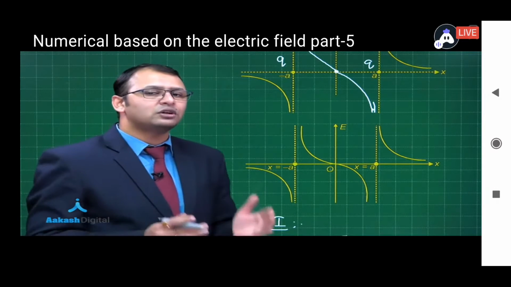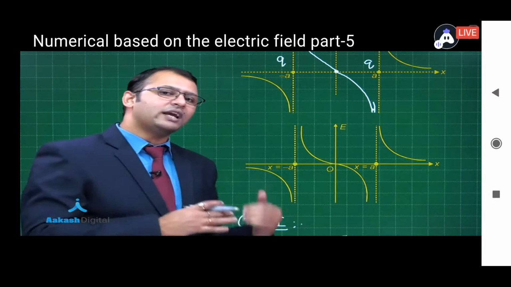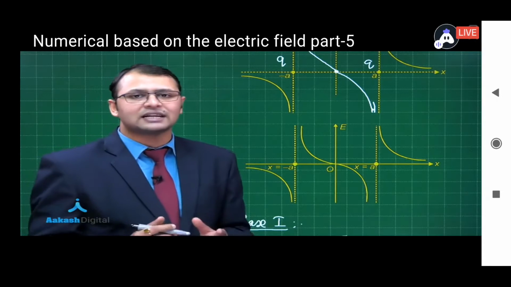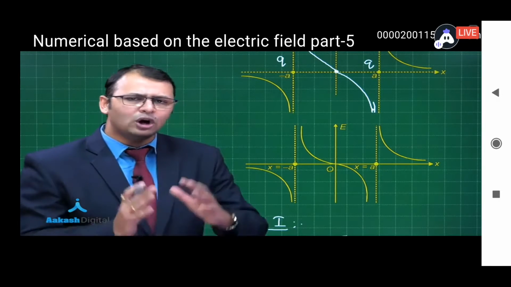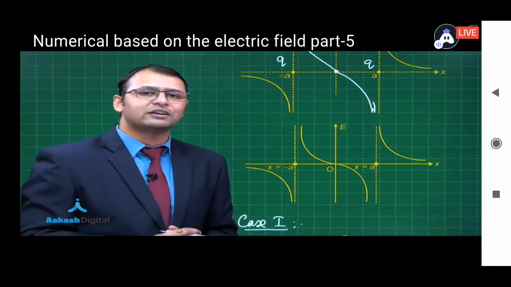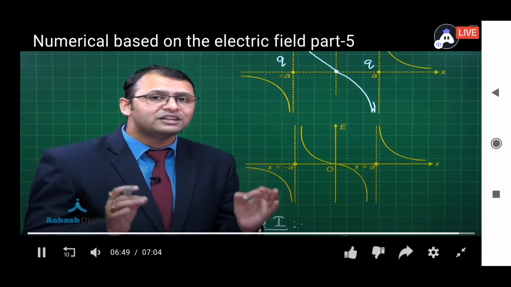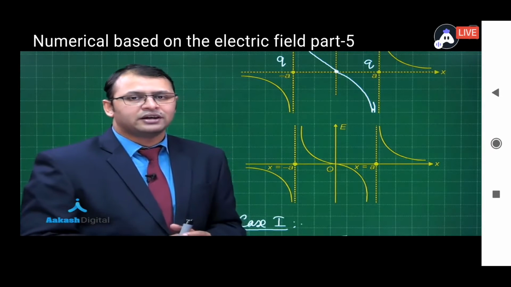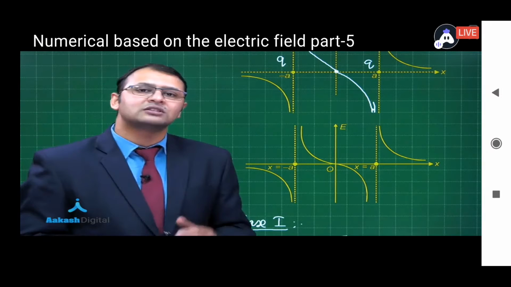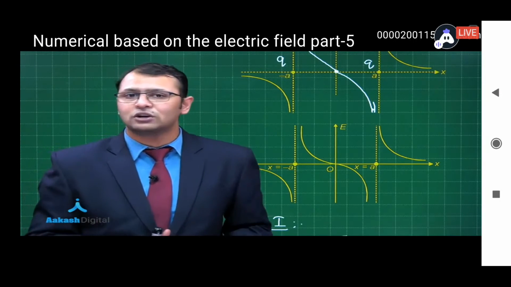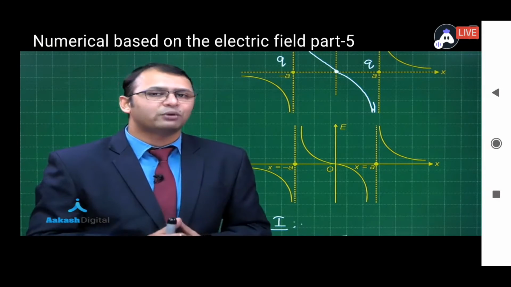So we have understood what happens along the y-axis and what happens along the x-axis, and we have included all the in-depth variations of the electric field for the two positively charged system. In the next lecture, we will be dealing with some more numericals along with the concept of the neutral point.